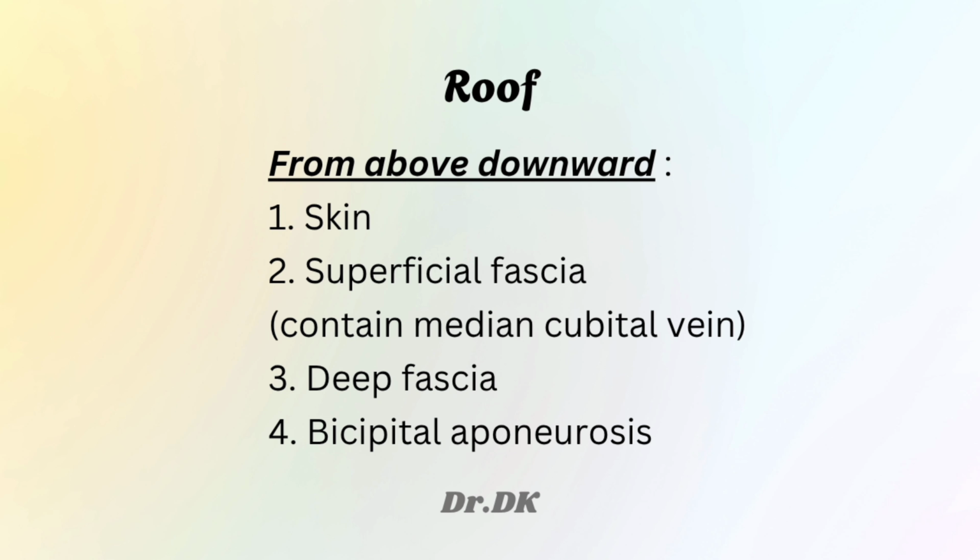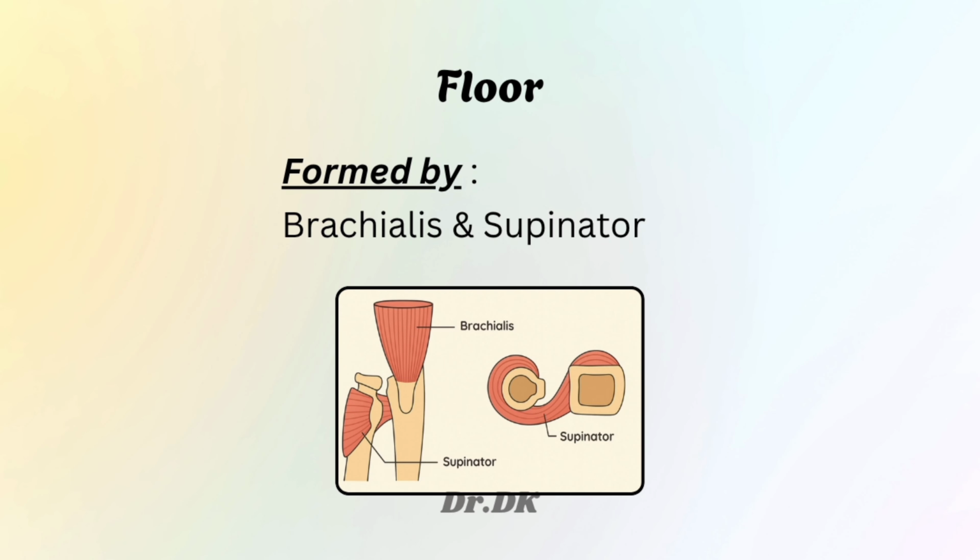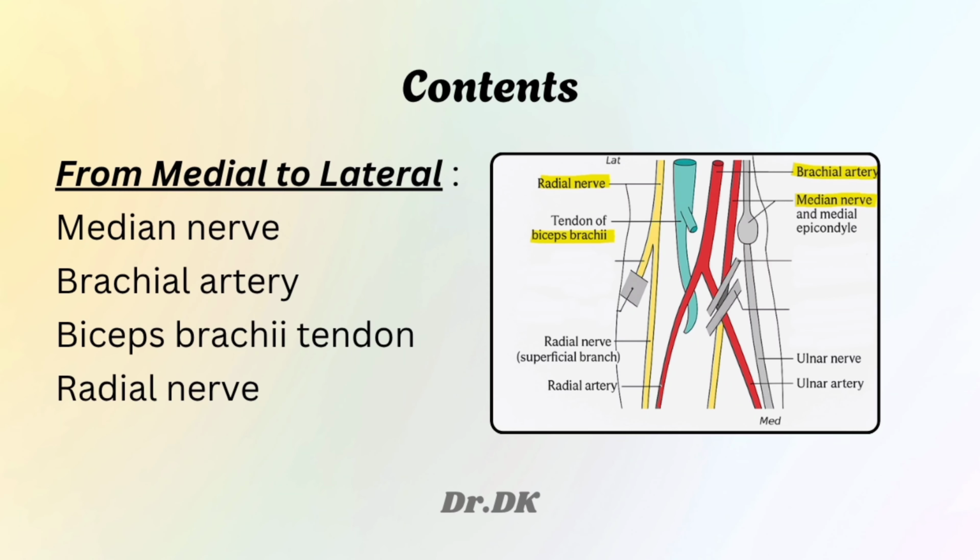Number 3 is the deep fascia. Number 4 is the bicipital aponeurosis. Floor of cubital fossa is formed by two muscles. First one is brachialis, and the other one is supinator. Contents of cubital fossa, from medial to lateral: median nerve, brachial artery, biceps brachii tendon, and the radial nerve.